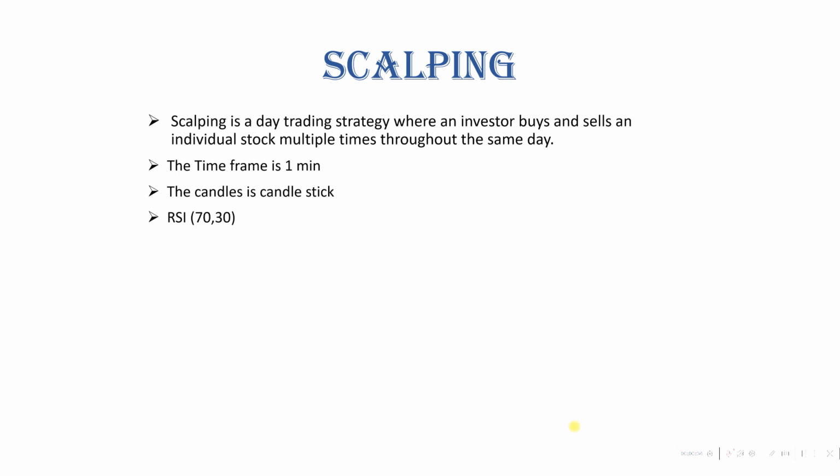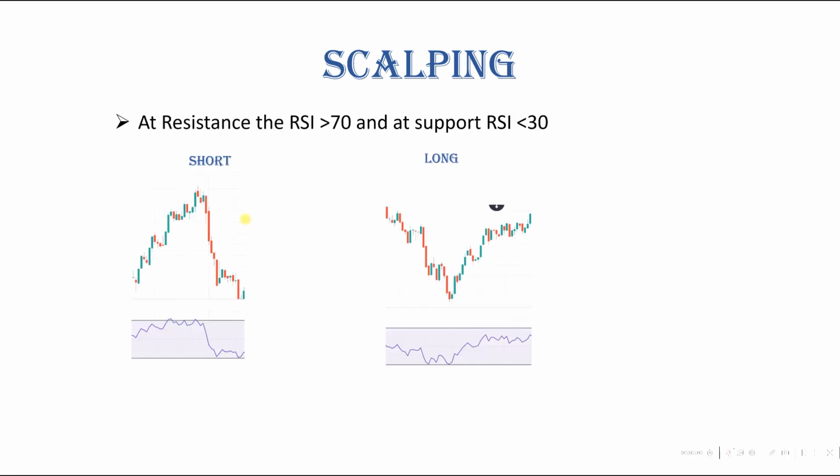The candlestick is normal candlestick pattern and only one indicator we are going to use, that is the RSI, Relative Strength Index. The RSI upper band should be 70 or greater than 70 and the lower band is 30 or below 30. So this is the trading setup for the scalping.